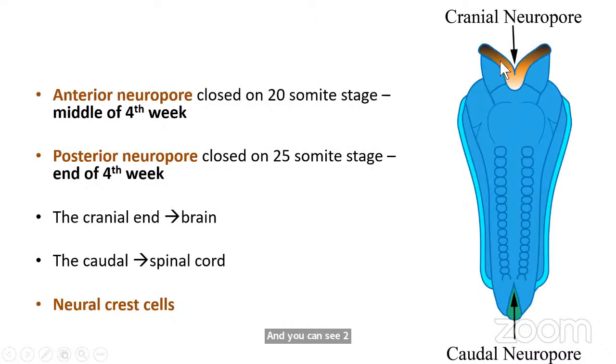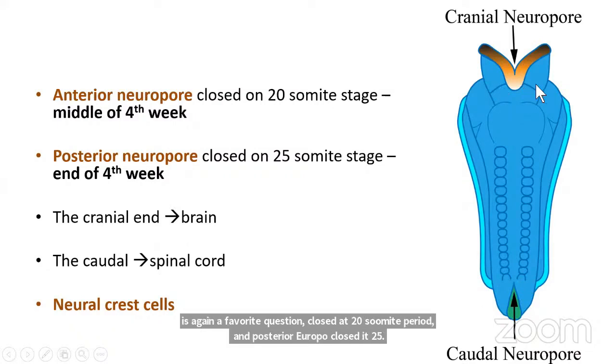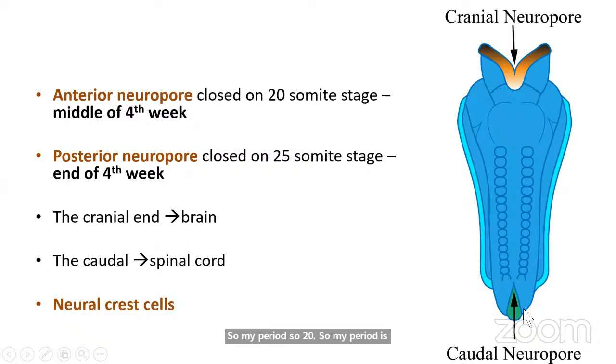Anterior neuropore, this is again a favorite question, closed at 20 somite period and posterior neuropore closed at 25 somite period. So 20 somite period is middle of fourth week and 25 somite period means the end of fourth week. The cranial end will give rise to brain and the caudal end gives rise to the spinal cord. And you have the neural crest cells.